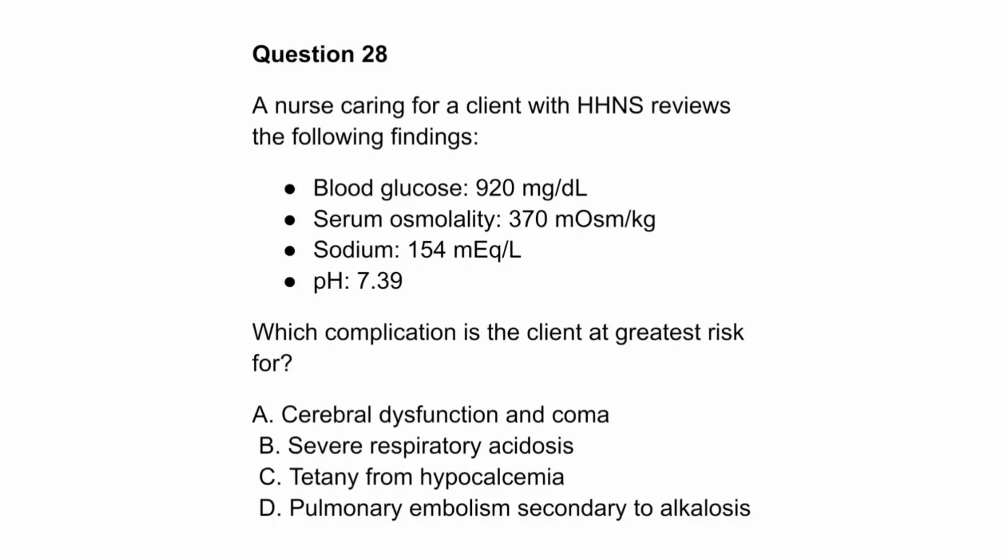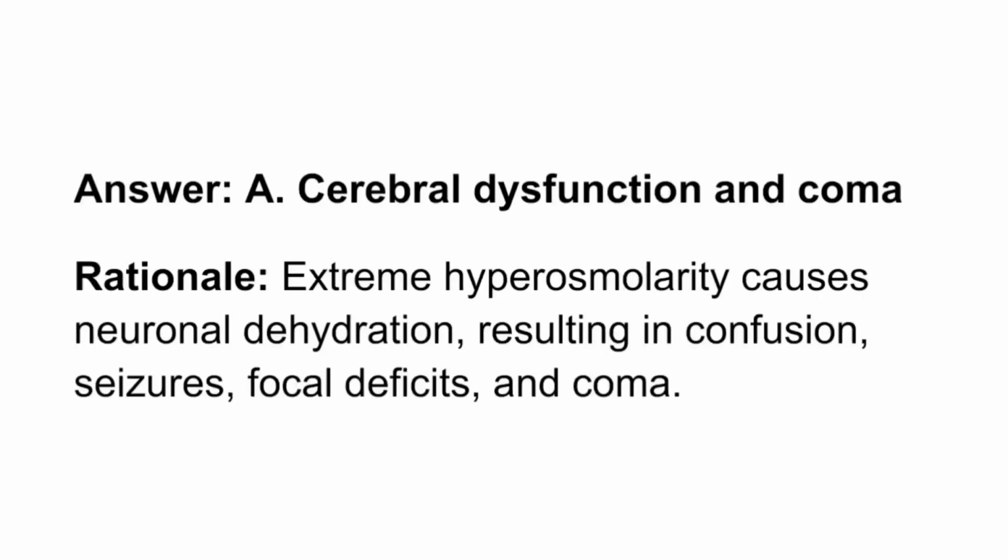A. Cerebral dysfunction and coma. B. Severe respiratory acidosis. C. Tetany from hypocalcemia. D. Pulmonary embolism secondary to alkalosis. Answer. A. Cerebral dysfunction and coma. Rationale. Extreme hyperosmolarity causes neuronal dehydration, resulting in confusion, seizures, focal deficits, and coma.